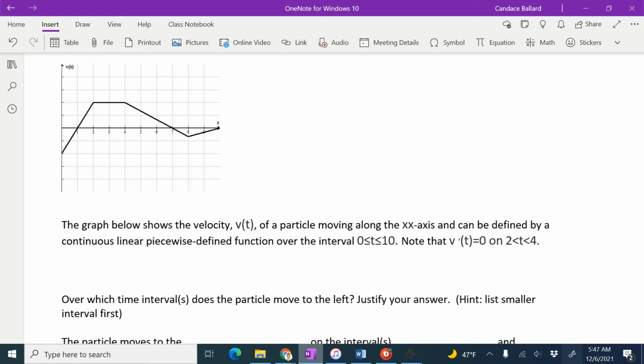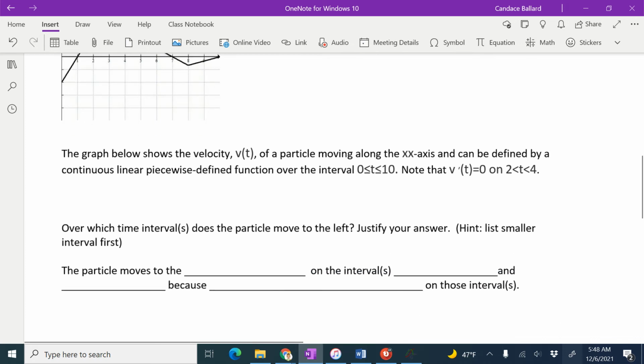In this video, we're going to look at particle movement. So we've got the graph. It's actually above, not below. It shows the velocity v of t of a particle moving along the x-axis and can be defined by a continuous linear piecewise defined function over the interval from 0 to 10. Note that the derivative of velocity equals 0 on the interval from 2 to 4.